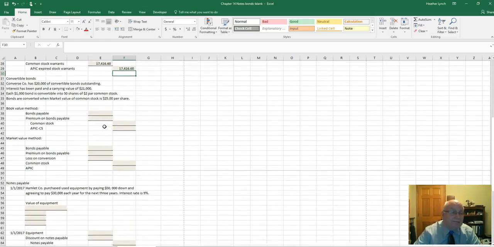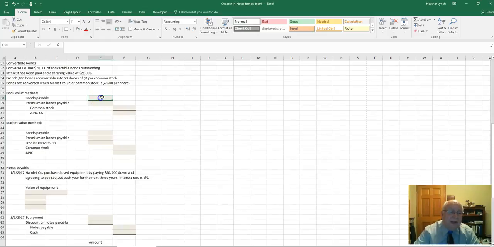All right. Convertible bonds. This is another way of making it attractive. This is at the convenience of the bondholder, who can convert the bonds into common stock. And this is 50 shares for each $1,000 bond at $2 par value. Okay, so what we have here, there's two methods, book value method and the market method. For the book value method, that's the easiest. There's just 20,000. That's the bonds that we converted.